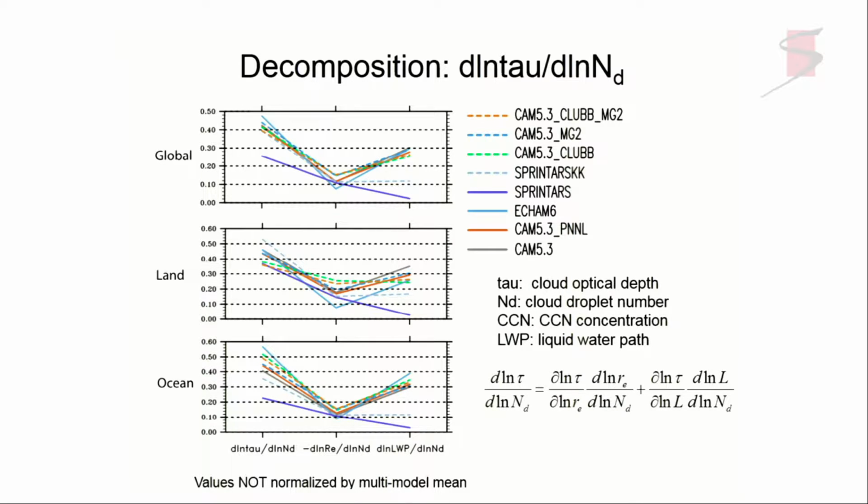And you see that there's actually quite a lot of similarity across a lot of the models, but then there's often an outlier model. In this case, the SPRINTARS model is quite a lot lower in its sensitivity, and it's mainly due to having almost a zero liquid water path response to changes in droplet concentration. Other models show much higher responses. But you can basically use this tool to understand not just whether a model has a stronger aerosol indirect effect, but what processes in that model, or at least what components of the responses, are responsible for differences between intermodel spreads.